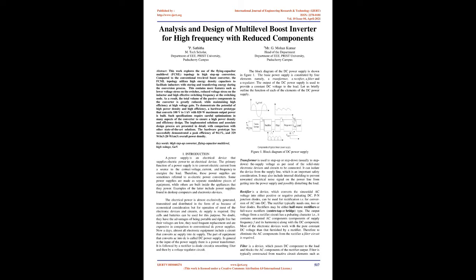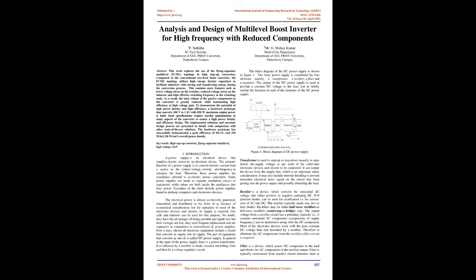As a result, the total volume of the passive components in the converter is greatly reduced, while maintaining high efficiency at high voltage gain. To demonstrate the potential of high power density and high efficiency, a hardware prototype that converts 100V to 1 kV with 820 W maximum output power is built.